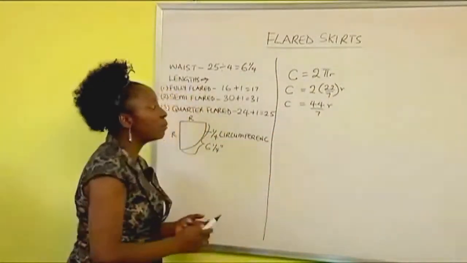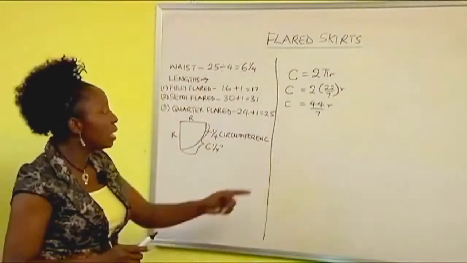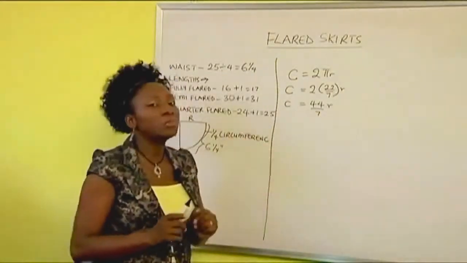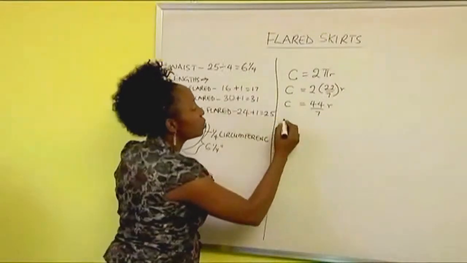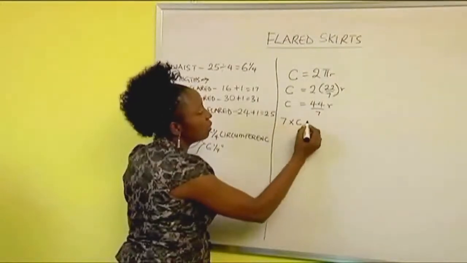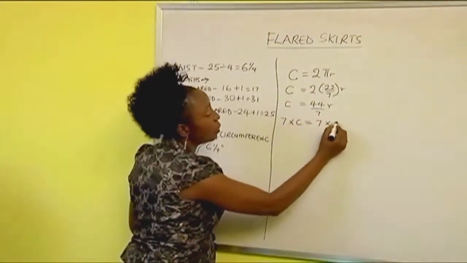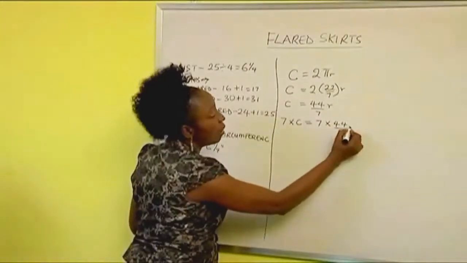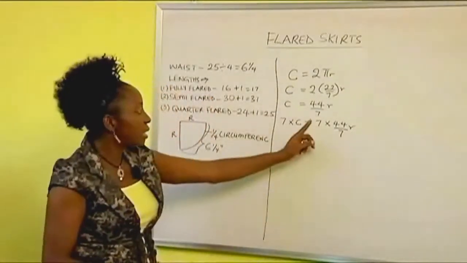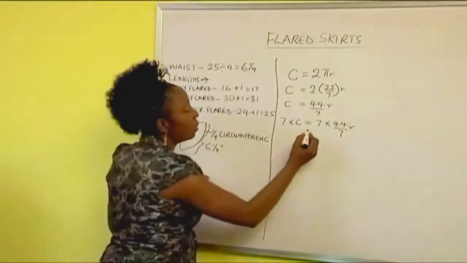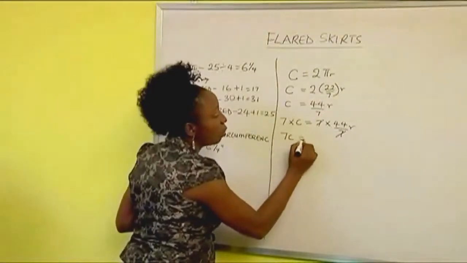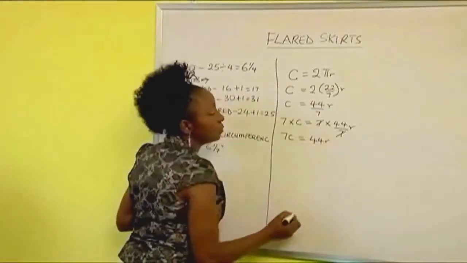Now, after I've done this, I'm going to multiply both sides by 7, because I'm trying to see how I'm going to make r the subject of the formula. So I take my 7 and multiply by C, and that will give me 7C on one side, and 7 times 44/7 r on the other. In mathematics, 7 will cross 7 out. So when you cross that out, what you're left with is 7C equals 44r.